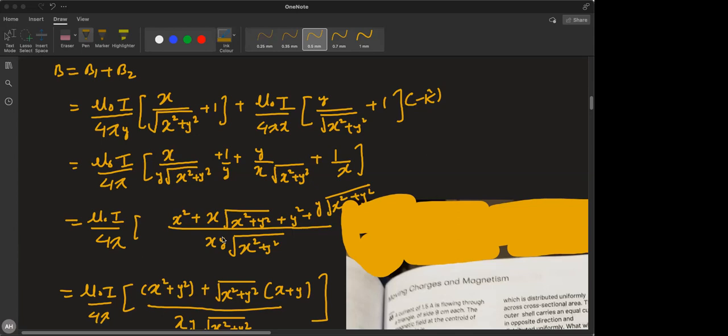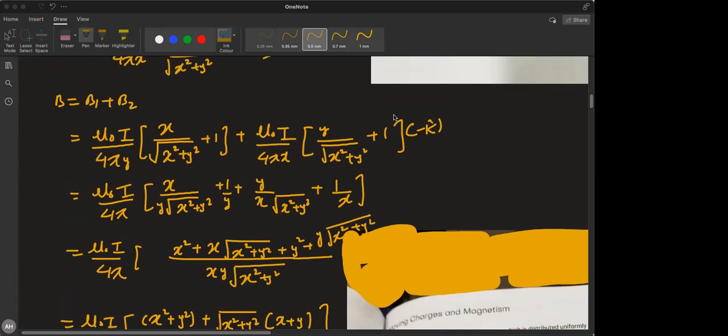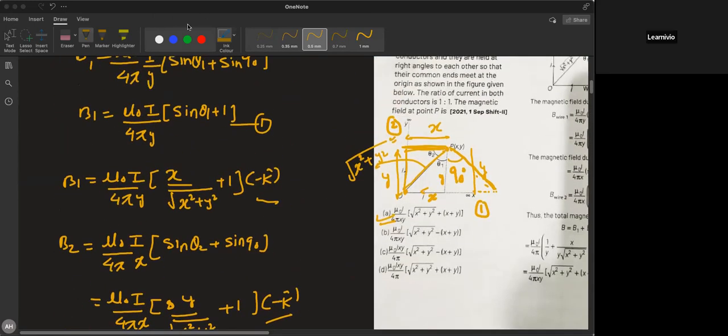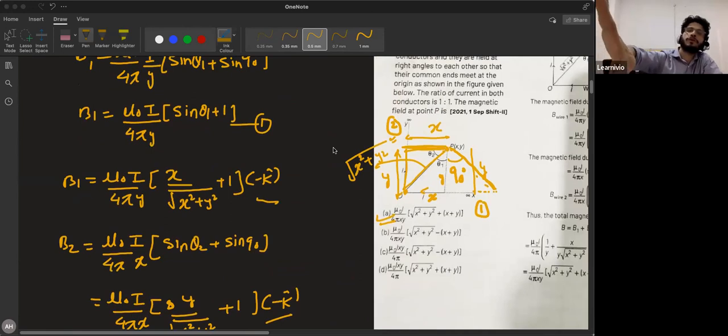Sir, why in the second case only have we taken minus k cap? We have taken minus k cap because the magnetic field is inverse. Now, if you apply the right hand thumb rule, you place your finger in the direction of current and curl it towards the point. Thumb is inverse, so the direction is inverse also. Yes, sir.